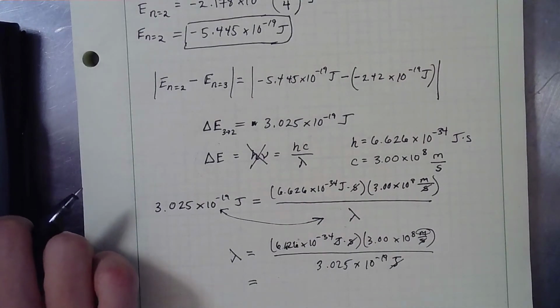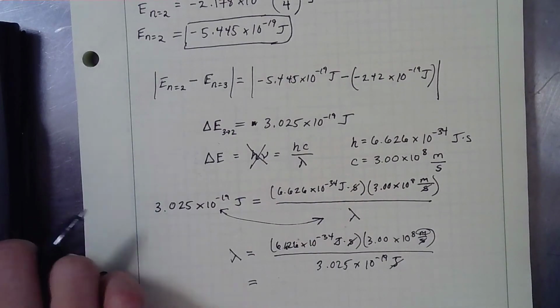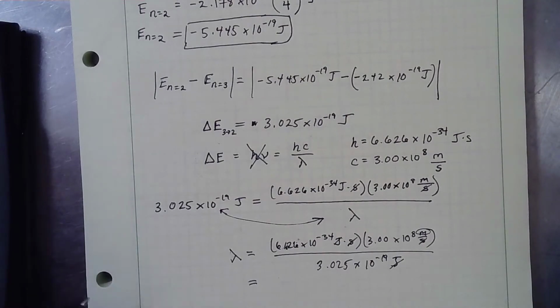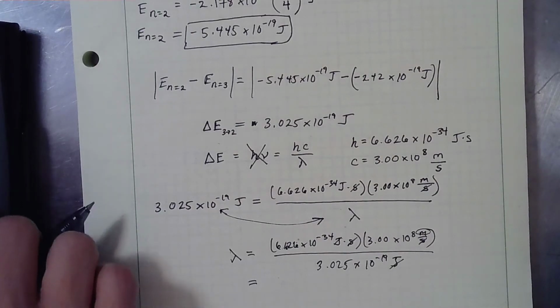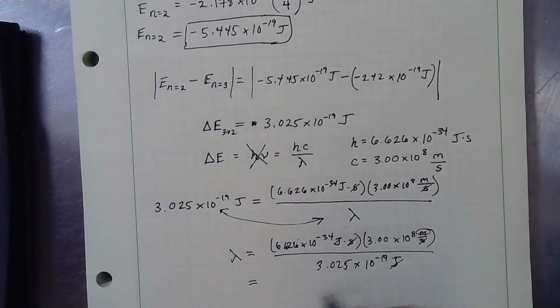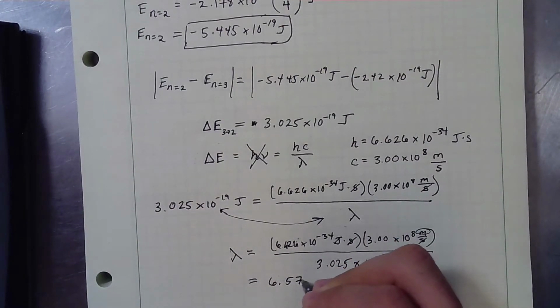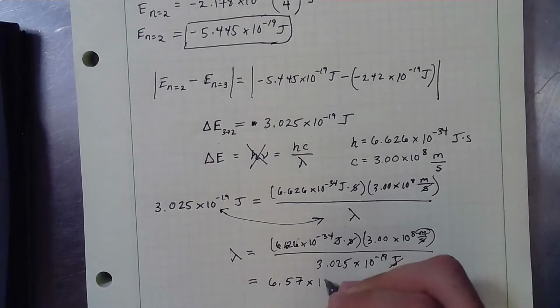okay, let me punch all those values into my calculator. It's going to take me just a moment. Okay. 6.57 and some change times 10 to the negative 7 meters.